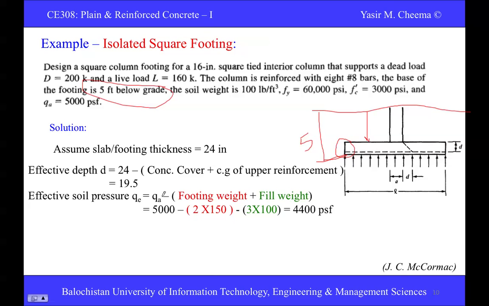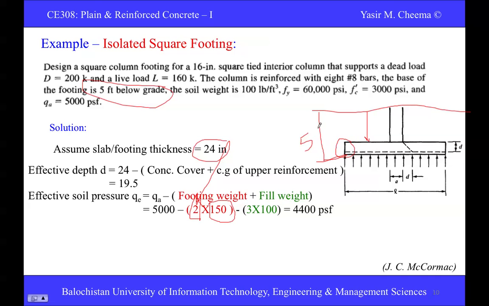Q A, that is given to you, minus the footing weight, the weight of the footing itself. This is the footing weight plus the fill weight. So the footing weight is 2 foot times 150, because we assume the thickness as 24 inch, which is 2 foot. And 150 is the unit weight of the RCC structure. As it is reinforced concrete, its unit weight is 150, and the thickness is 2 feet. So we got the footing weight.